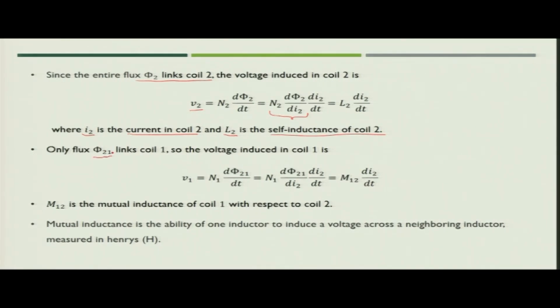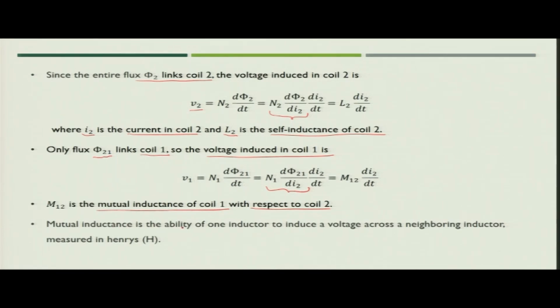Now, the phi 21 part of the flux phi 2 will link coil 1. So, the voltage induced in coil 1 because of the current flowing in coil 2 can be written as V1 is equal to N1 d phi 21 by dt, or you can rearrange it like N1 into d phi 21 by dI2 into dI2 by dt. So, this will become M12. What is M12? M12 is the mutual inductance of coil 1 with respect to coil 2. So, you can write V1 is nothing but M12 dI2 by dt.